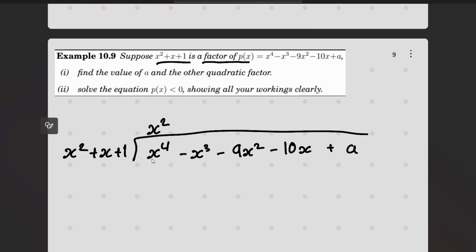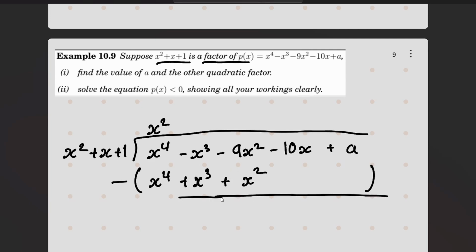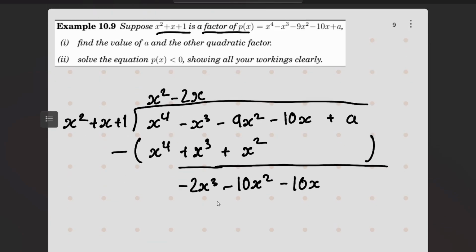Again, I'm going to do this quickly, x squared times x squared gives x to the power 4. So we're going to get x to the power 4 plus x to the power of 3 plus x squared. Now we're just going to subtract the 2, you get 0 here. So minus x, minus 2x cubed minus 10x squared minus 10x. So we're going to multiply this with minus 2x and we'll be getting minus 2x cubed. Again, don't forget the parentheses.